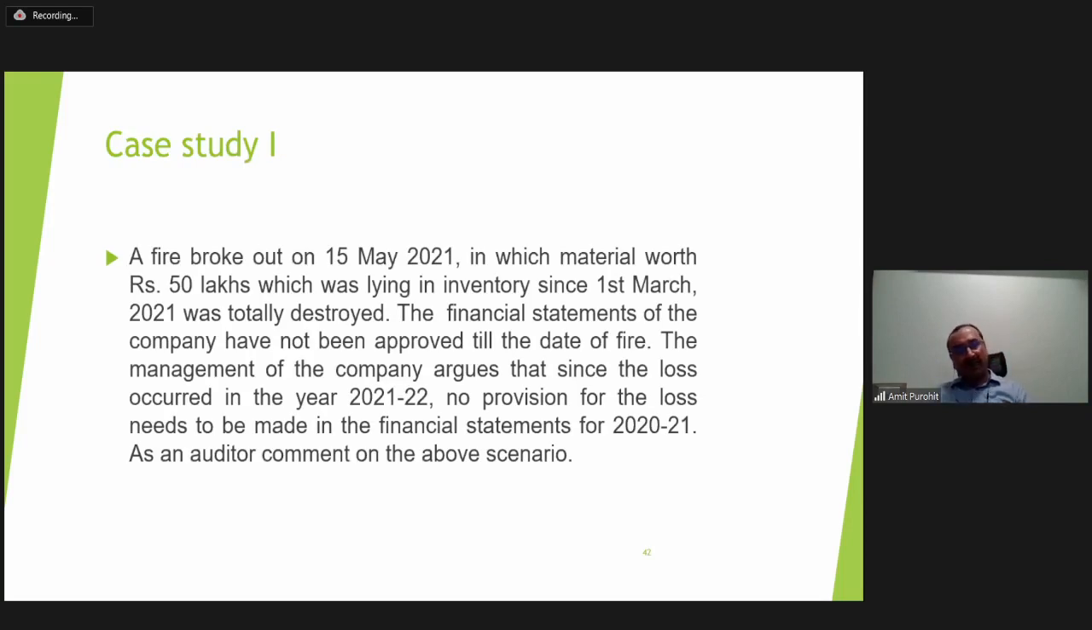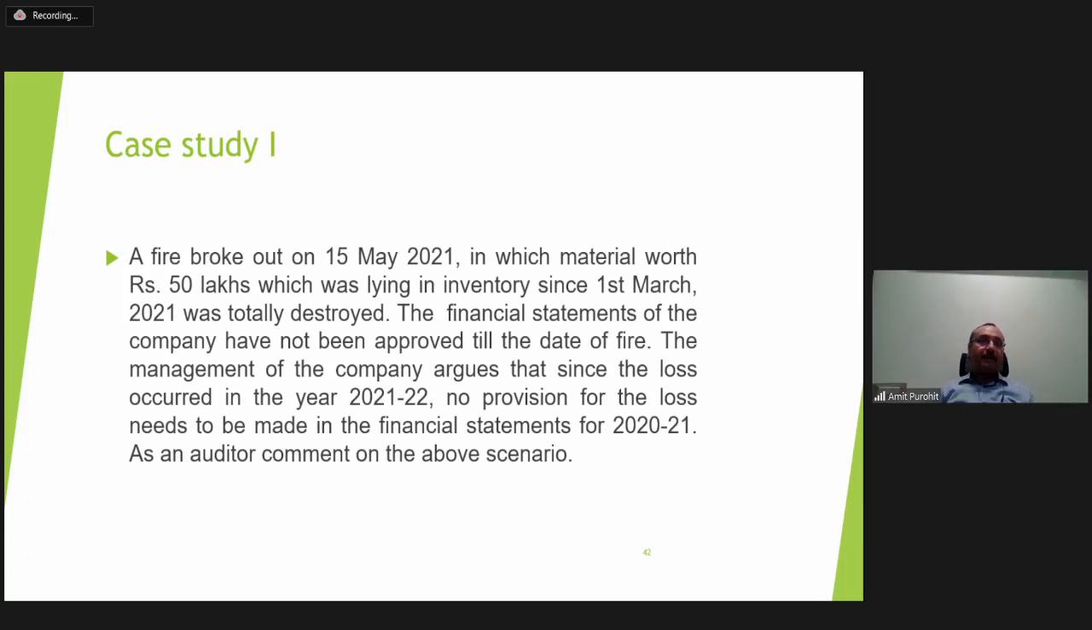Now, friends, before I conclude, I have picked up 2-3 case studies for deliberation. Case study number 1. A fire broke out on 15th May 2021, in which material worth 50 lakhs, which was lying in the inventory since 1st March 2021, was totally destroyed. The financial statements of the company have not been approved till the date of the fire. The management of the company argues that since the loss occurred in the year 2021-22, no provision for this loss is required in the financial statements. As an auditor, how would you deal with this particular scenario?